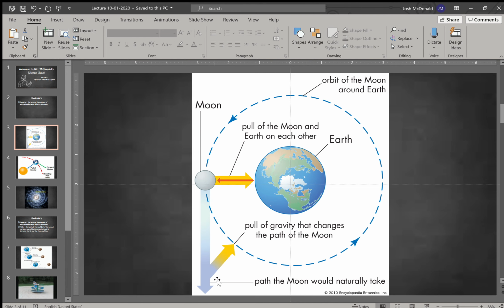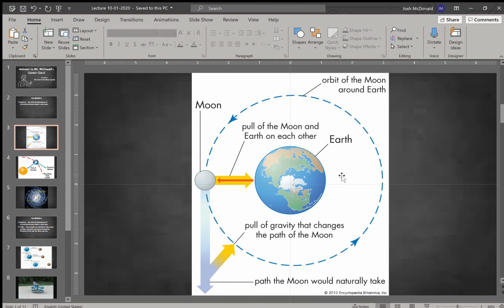And we'll talk about inertia, and we'll talk about this force of motion here, which is Newton's first law of motion, that an object in motion will stay in motion unless acted upon by an outside unbalanced force. So that's this right here. That's the path it would naturally take. But this pull of gravity keeps it going around the Earth. So it revolves around the Earth because of the density, because of the mass, the gravity, and its attraction to the moon. And the moon has its own gravity and pulls on the Earth. So they end up in this rotation.